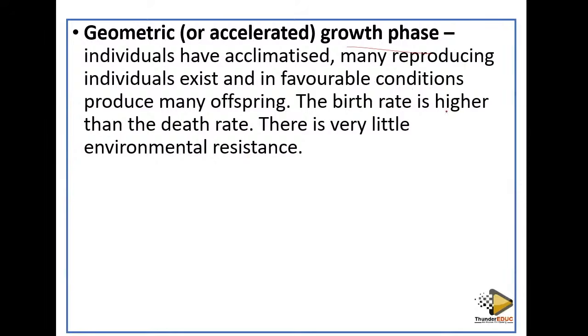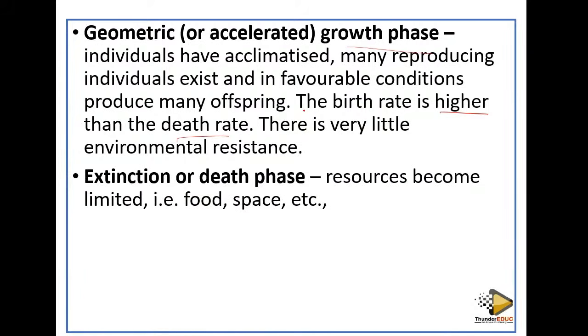So the birth rate now is higher than the what? The death rate. And there is very, very little environmental resistance. Therefore, it means that the population is growing without what? Without anything hindering them. So the last phase is the extinction or the death phase.